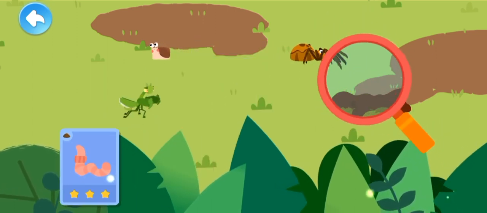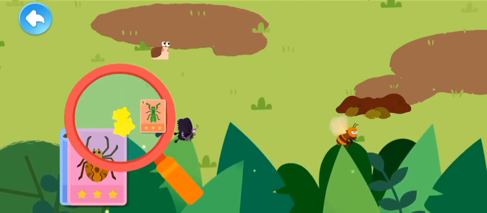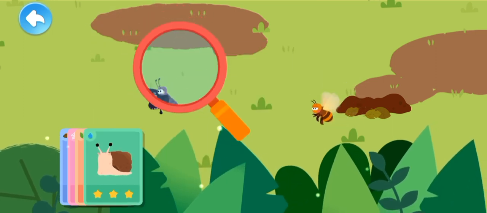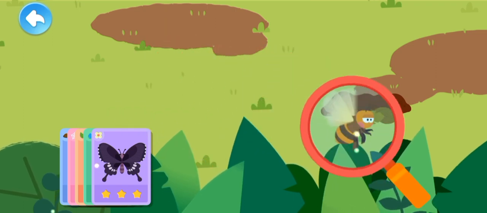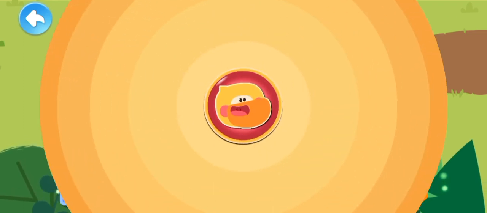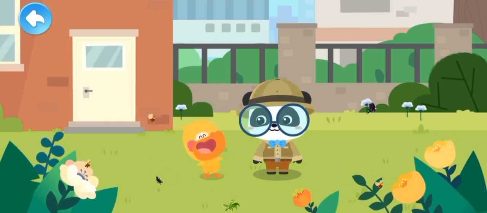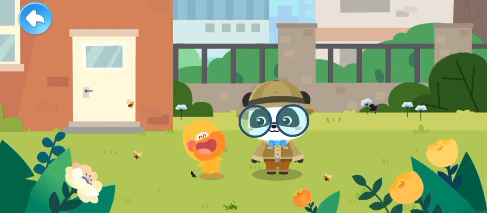Earthworm, spider, mantis, snail, butterfly, bee. Quack, quack, quack, quack. We found so many tiny animal friends.